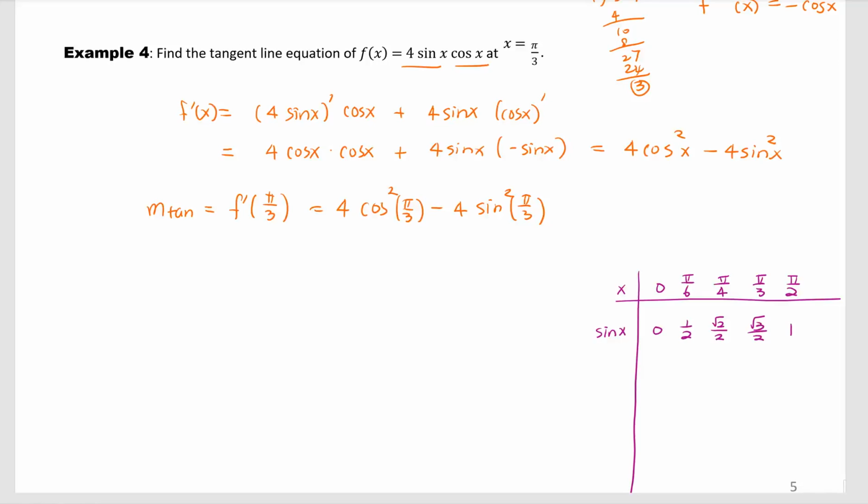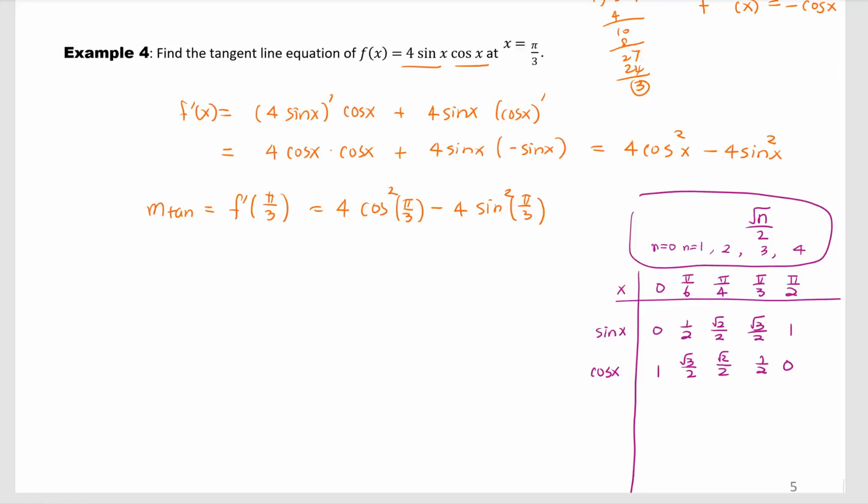So there is a trick to memorize this. You think about this as like square root of n over 2. So the first guy is like n equals 0, so 0 over 2 is 0. And then pi over 6 is like n equals 1, so you get 1/2. And then n equals 2, 3, 4, then you get these numbers. Okay, so only one trick can help you to memorize all these numbers. And then how about cosine? Well, cosine is the same numbers, but reverse order. So 1, root 3 over 2, root 2 over 2, 1/2, and 0. Not that hard. It's the same numbers, and then you just reverse the order.